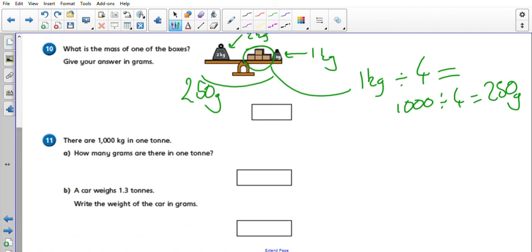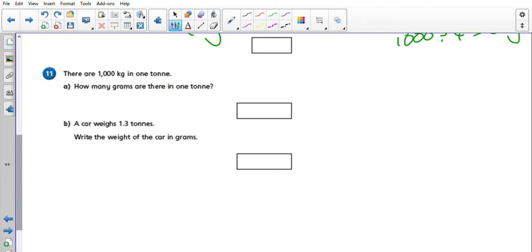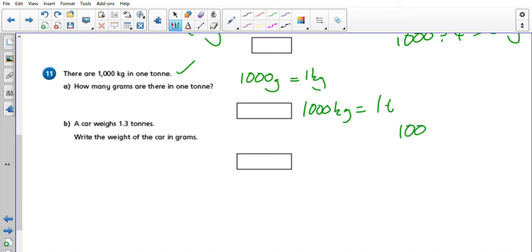Okay. Question number 11 says, there are 1,000 kilograms in 1 ton. Correct. How many grams are there in 1 ton? So there are 1,000 grams in a kilogram. If there are 1,000 kilograms in 1 ton, okay, it means I've got 1,000 lots of 1,000, which is 1,000 multiplied by 1,000, and 1,000 thousands is a million. Okay, which means that there are 1 million grams in a ton. Million is a 1 with 6 zeros after it.